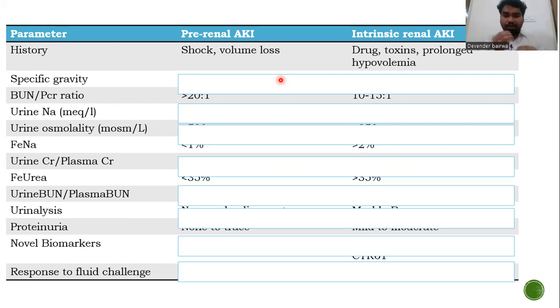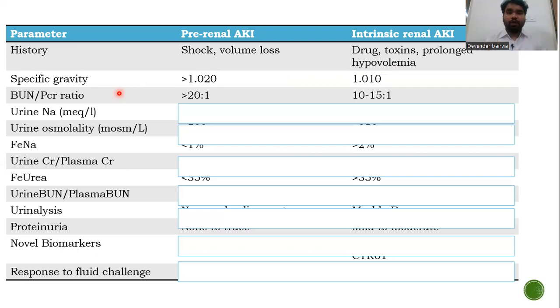Okay. Now see what differences are there. I'll tell you each one by one, and then we'll try to understand why these findings are there. So let's see first specific gravity. Specific gravity is basically the density of the fluid. If the solutes increase in your fluid, then your specific gravity increases. As I already told you, in case of pre-renal AKI, because the kidney is excreting more solutes in a smaller urinary volume, the specific gravity is increased in pre-renal AKI. It is generally more than 1.020.